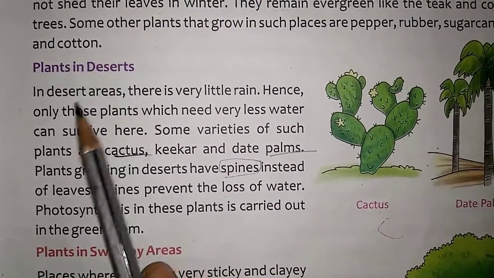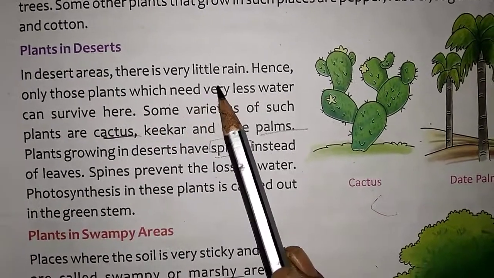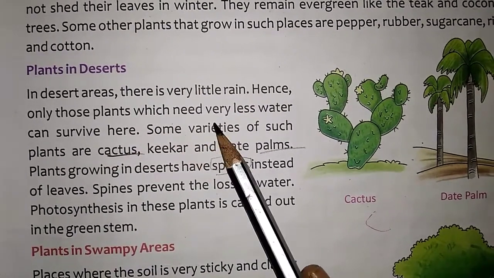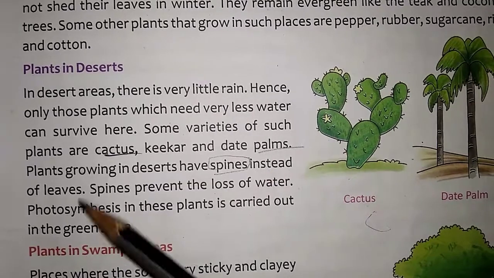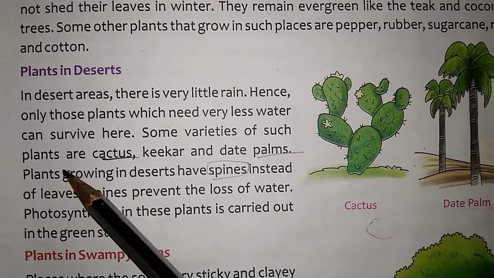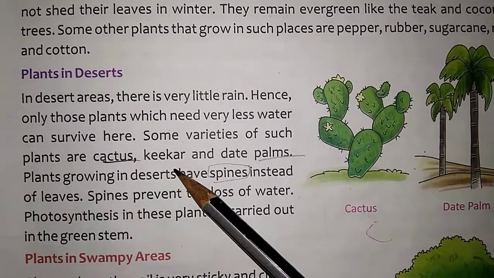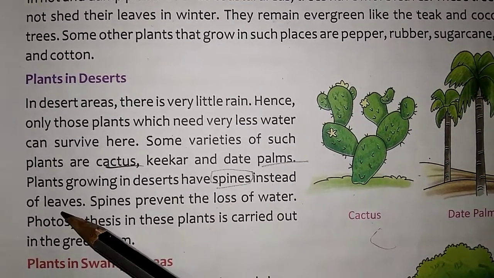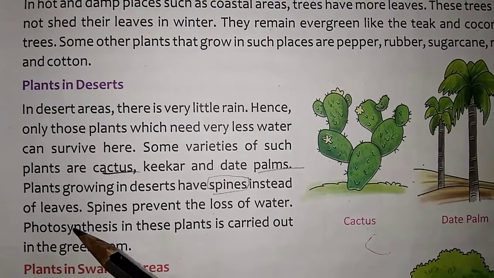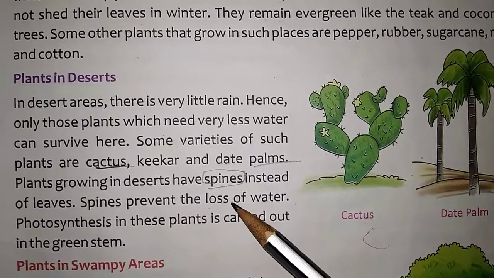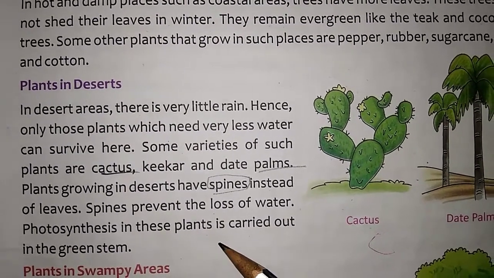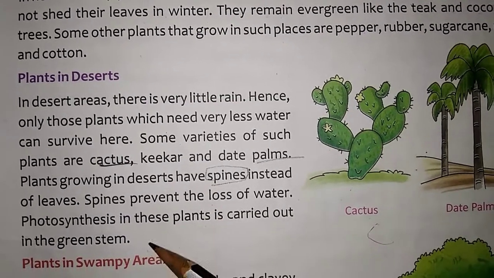Plants in a desert. In a desert area, there is very little rain, hence only those plants which need very less water can survive here. Some varieties of such plants are cactus, kikar and date plants. Plants growing in a desert have spines instead of leaves. Spines prevent the loss of water. Photosynthesis in these plants is carried out in the green stem.